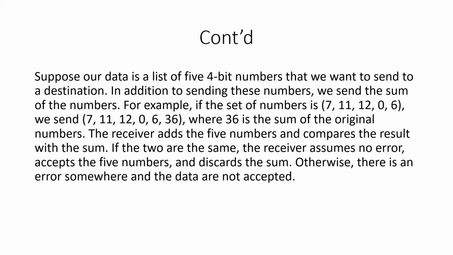Let's suppose our data is of 4-bit numbers that we want to send to a destination. In addition to sending these numbers, we send the sum of the numbers. So let's suppose the numbers are 7, 11, 12, 0 and 6. So we will send 7, 11, 12, 0, 6 and 36, where 36 is the sum of the original numbers. So generally this is the checksum. The receiver adds the 5 numbers and compares the result with the sum. If the two are the same, the receiver assumes that there is no error. If they don't match, then there is an error somewhere in the data, so the data will not be accepted.